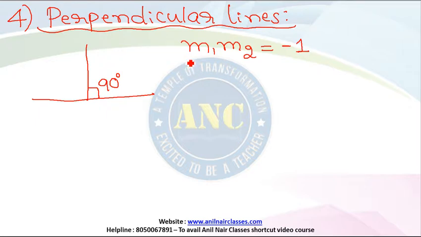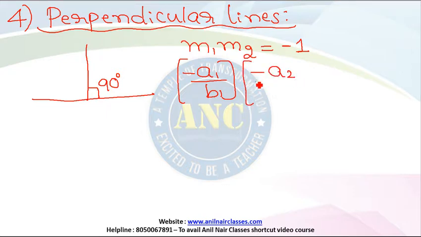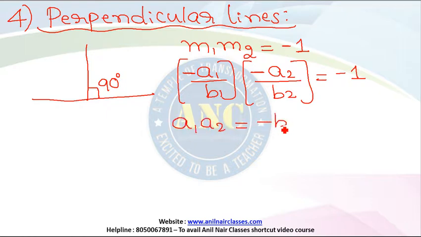Now, how to find the slope of the first line? It is minus of the coefficient of x divided by the coefficient of y, into the slope of the second line, which is minus of the coefficient of x divided by the coefficient of y. This is equal to -1. The two lines are a1x plus b1y plus c1 equal to 0 and a2x plus b2y plus c2 equal to 0. I am not writing the equations of the two lines every time. Now if I simplify, minus into minus becomes plus. The numerator is a1 into a2, and the right hand side is minus b1 into b2.